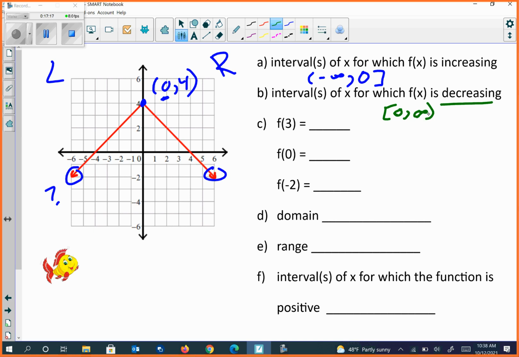Okay. f of 3. So I'm going to go 1, 2, 3. I'm going right here. What's that y value right there? 1. f of 0 right here. What's my y value when I get to here? Huh? y value? 4. f of negative 2 is right here. So what's the y value there?